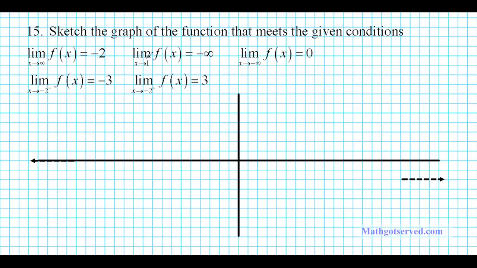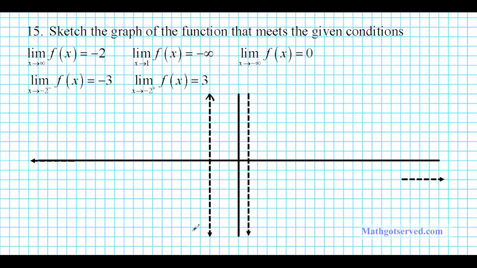And then at 1, we have the limit of x approaching 1. So let's draw a vertical line right there. That's the value that x is approaching. And then also at -2. Okay, we have another line right here. Okay, so let's go ahead and label what we have.